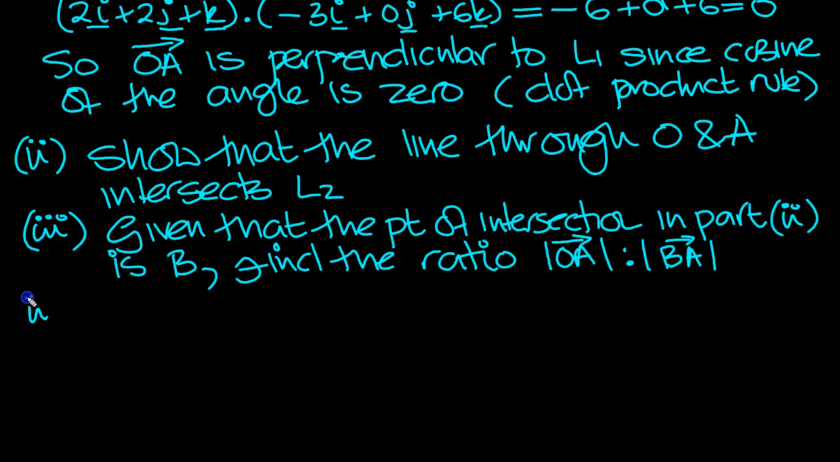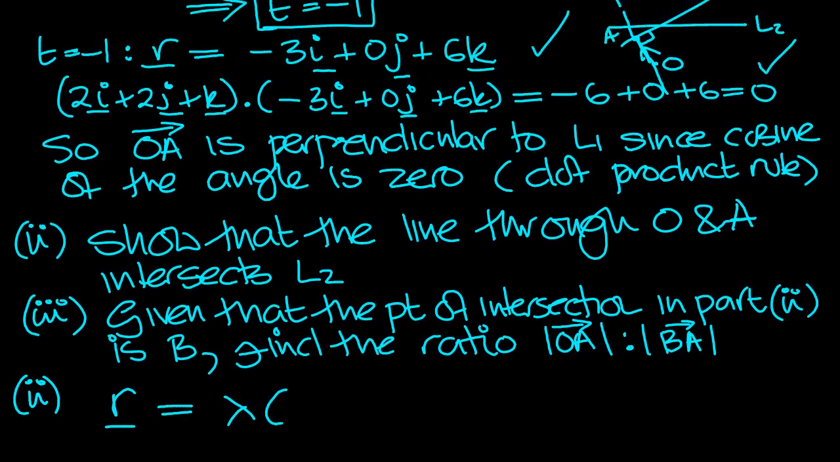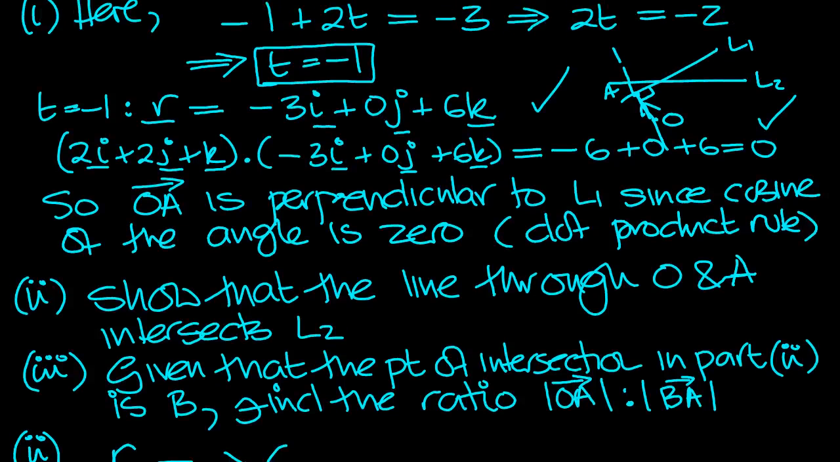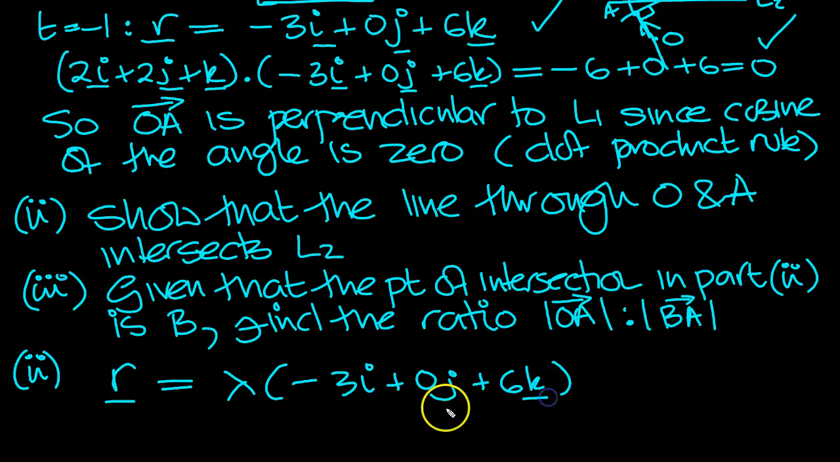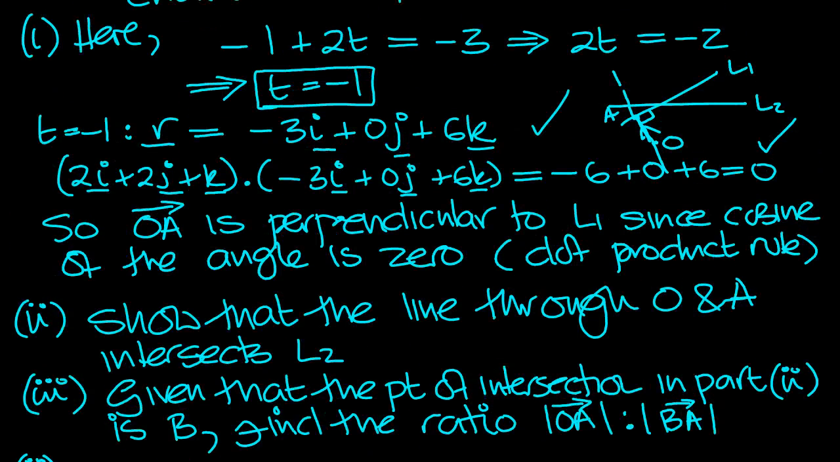So part 2 then. For the line OA, r is equal to, we could start from 0, couldn't we? Plus lambda times the directional vector OA. And that's minus 3, 0, 6, minus 3i plus 0j plus 6k. So there's OA then, as a line through A.